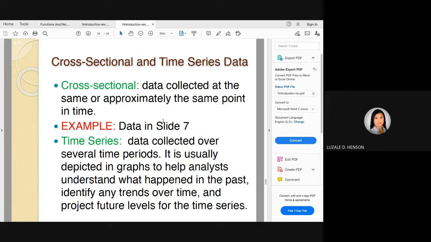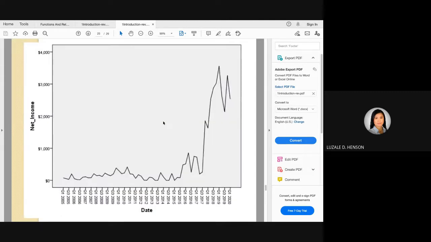Pero pag time series, it's actually a data collected over several time periods. So you can establish a trend and even make a forecast. So it's usually depicted in graphs to help an analyst understand what happened in the past. So time series, iba yon sa cross-sectional data. Okay? Kaya pag you're dealing with time series data, such as this one, you can make projections and you can actually also graph it para makita mo yung trend niya for the past, say, number of years.